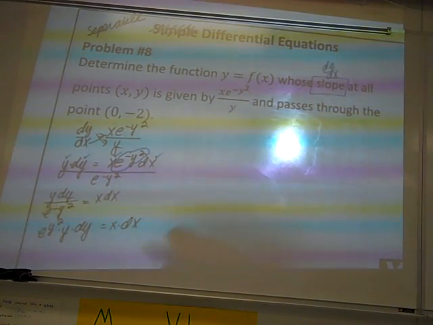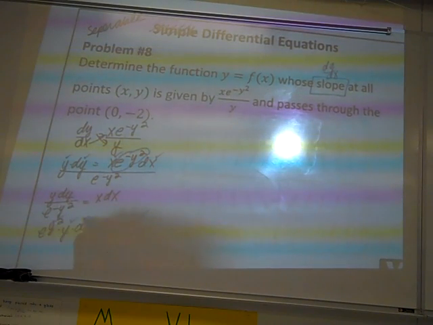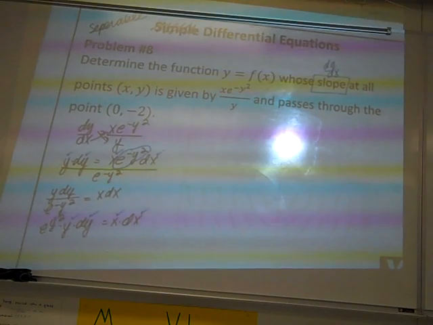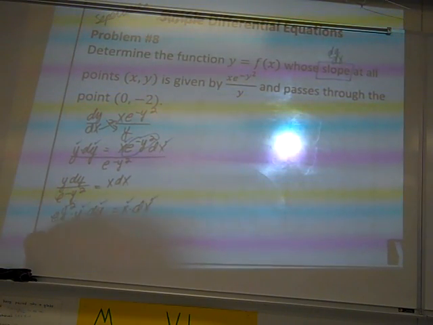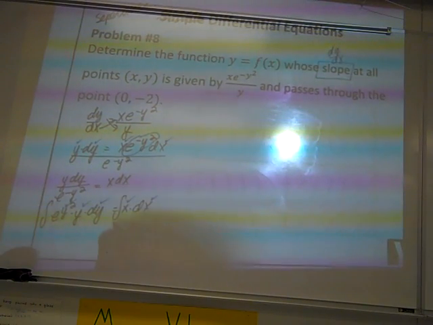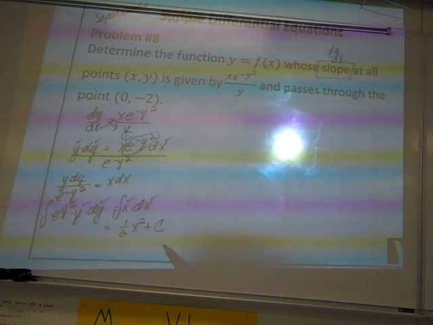Let's see. X and x on one side. Y on the other. Oh, I've properly separated the variables. Now that I've properly separated the variables, we're going to integrate both sides. The integral on the right, the integral of x dx, is easy enough. That's 1/2 x squared plus c.